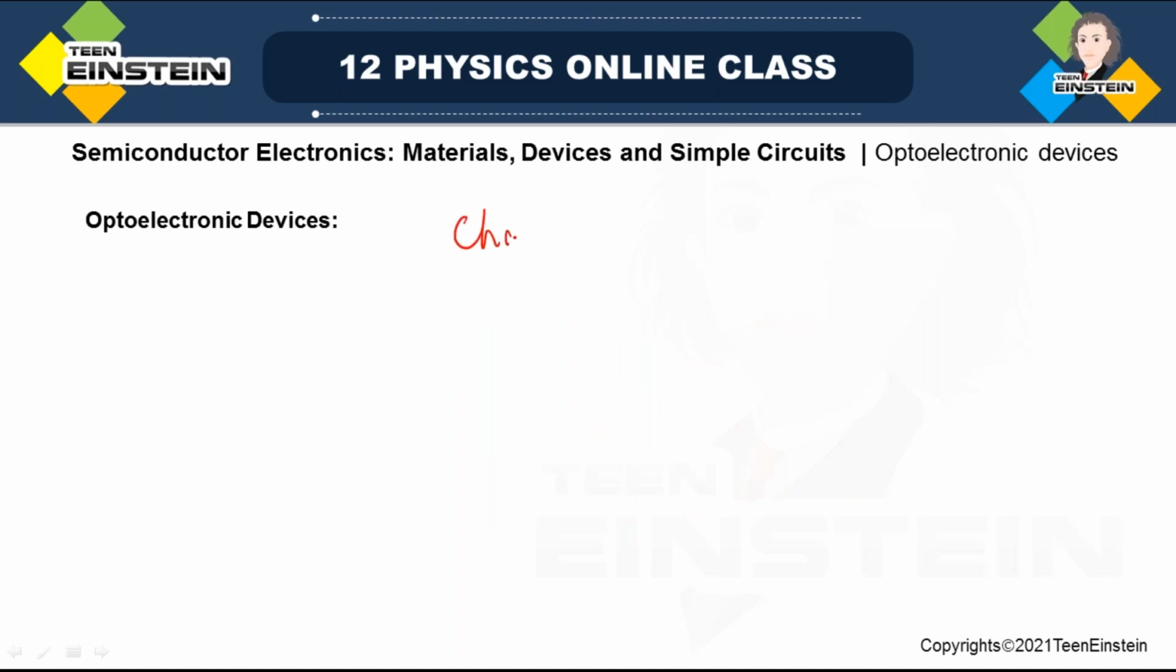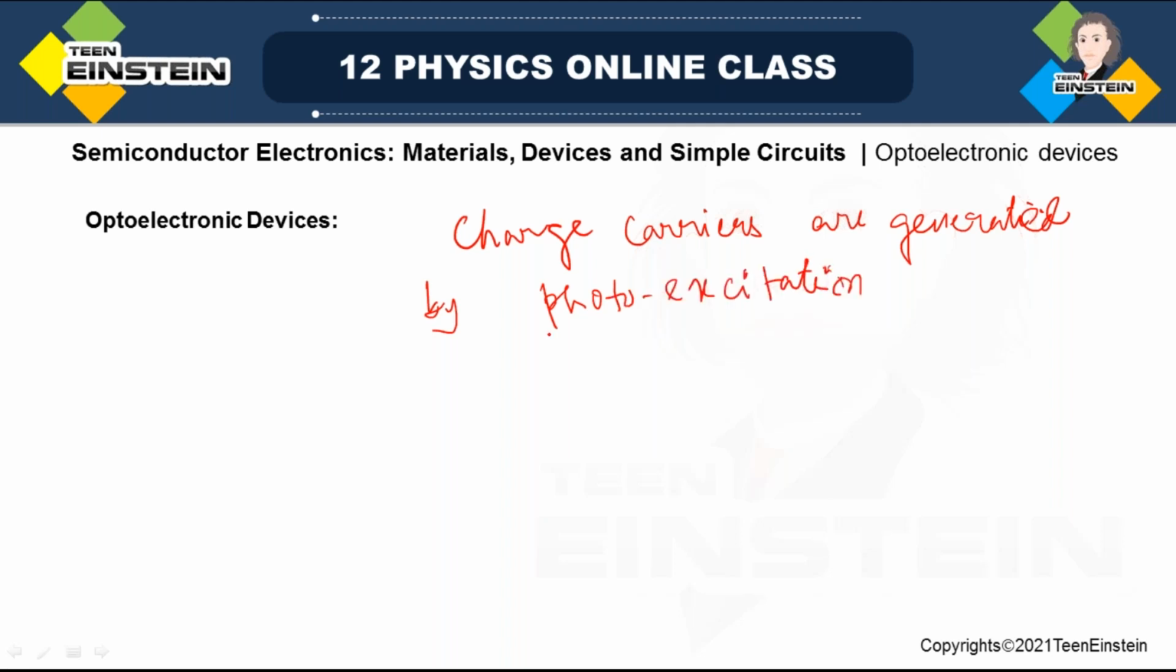What happens? Charge carriers are generated by photo excitation, and those charge carriers will conduct in the device. So these devices are actually called optoelectronic devices.